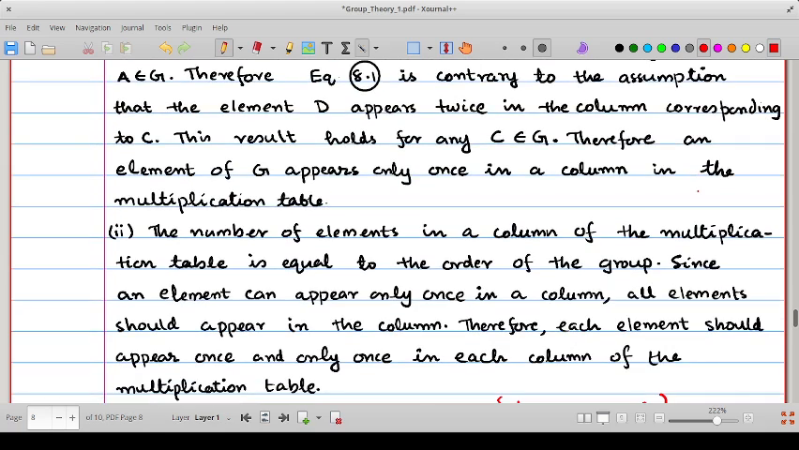Okay, so now we have established that no element of the group can appear more than once in a column of the multiplication table. Now we note that there is one row for each element of the group, and therefore the number of rows in a particular column of the multiplication table is equal to the number of elements of the group. Or in other words, the number of cells in a column is equal to the order of the finite group.